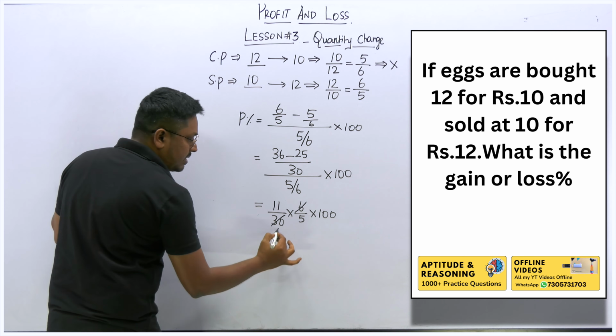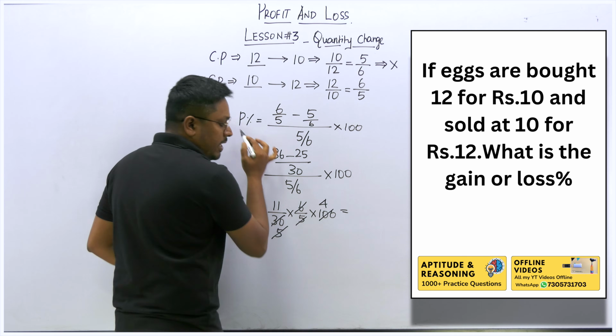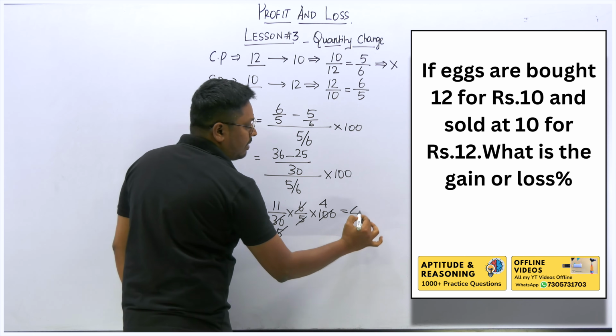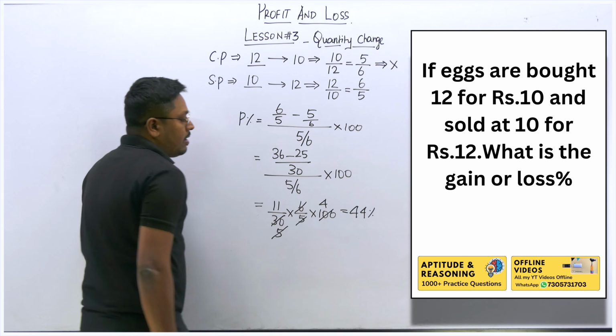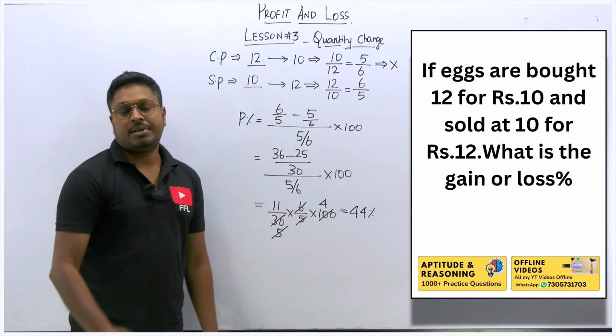So cancel it. 6 5s are 30. So 5 5s are 25. 4 times. So we already know it's a profit. So 4 into 11 will be 44. So the answer will be 44% profit, which will be the answer for question number 2.